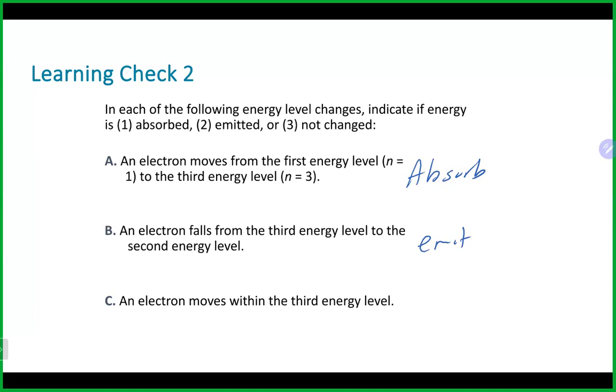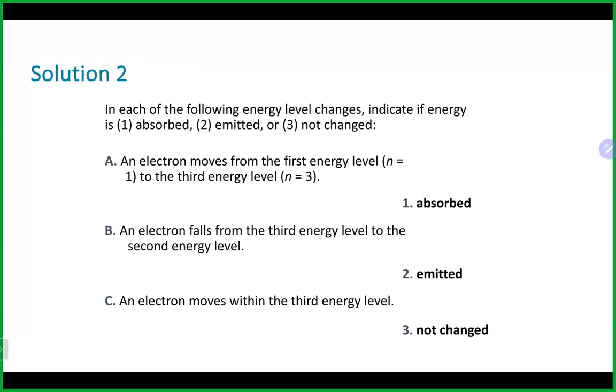Electron just flying around on the third energy level. No change, just basically staying at the same energy level. So there's really no overall change. It just has this normal energy as it's flying around. Any questions on those there?